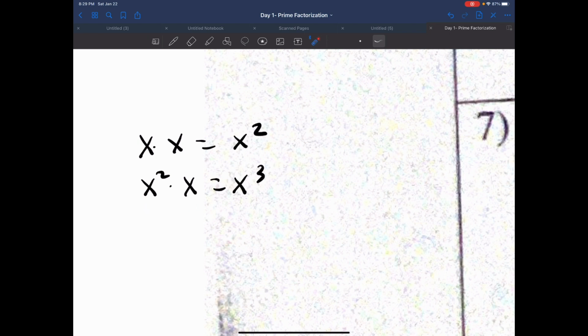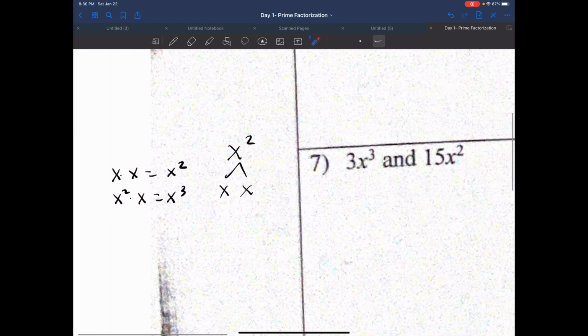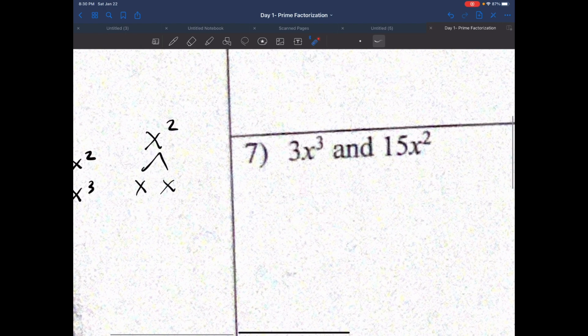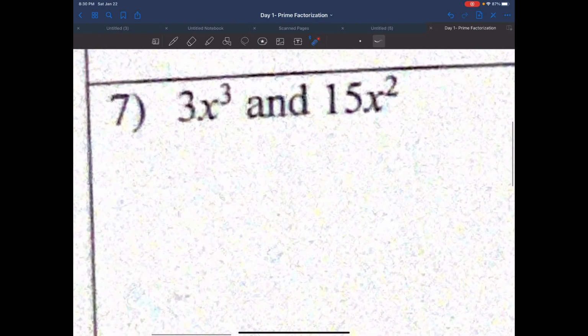All I got to do is just add those exponents. Now, here's the thing. When we're trying to break something up, remember we were breaking things up like this, right? All I got to do when I'm breaking down our variables is that we know that x squared is the same thing as x times x, right? That's just the same thing that we know here. We're gonna go ahead and do the same thing when we're breaking them down by looking at number 7.